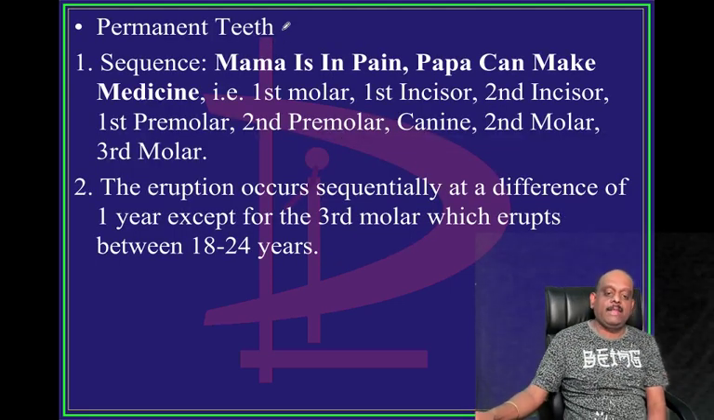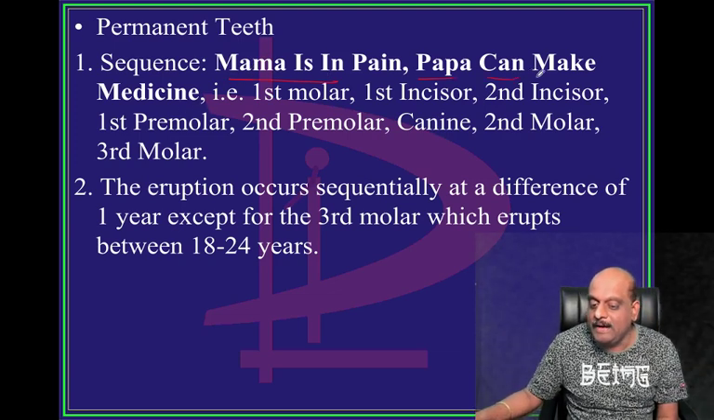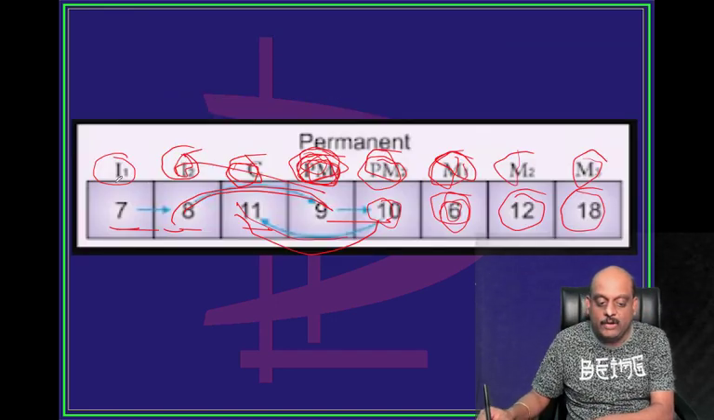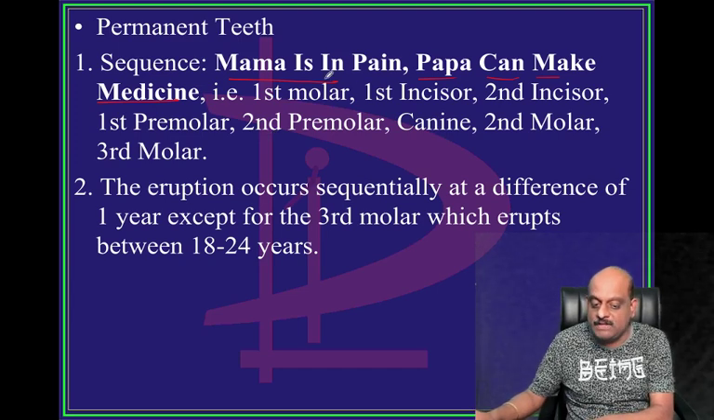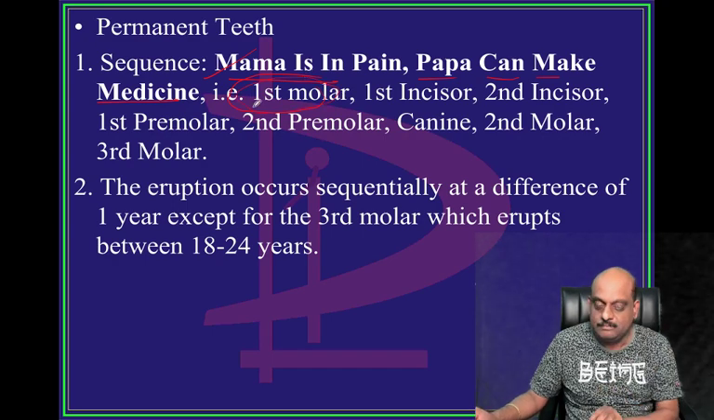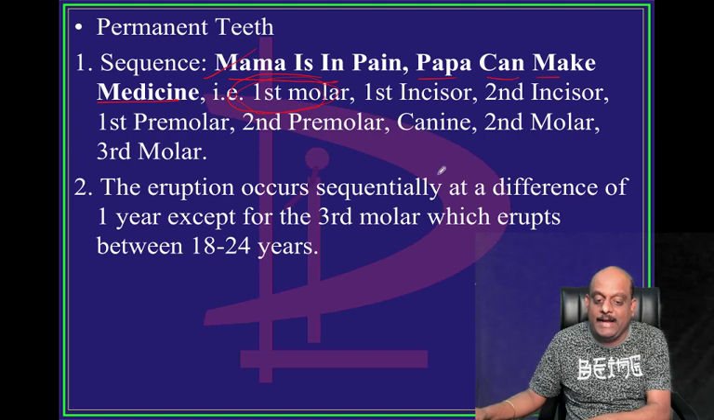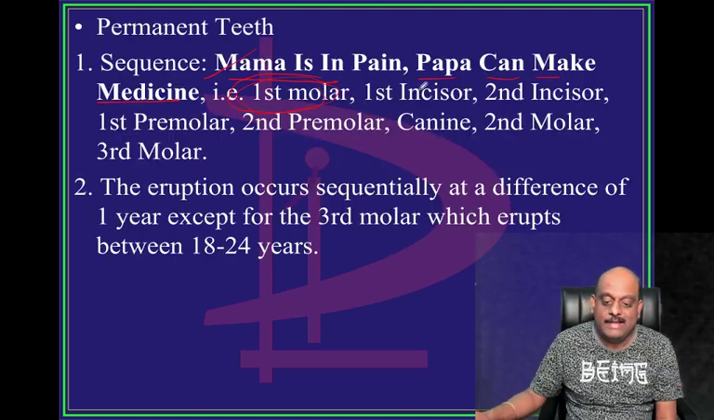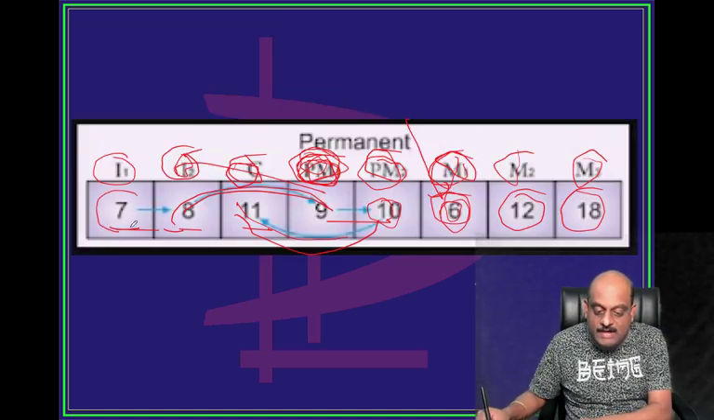So this is how you need to remember. How will you remember this? Mama is in pain. Papa can make medicine. This is the order you can remember. Mama is in pain. First, Mama. M means first molar. When will the first molar come? Typically at the 6th year. Then I means first incisor. The first incisor comes at the 7th year.